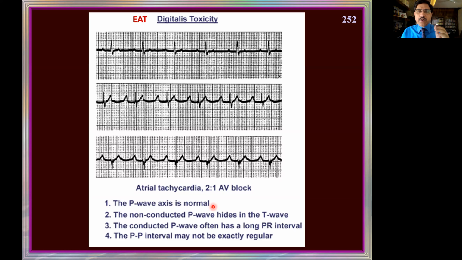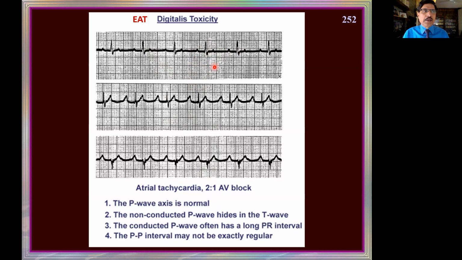Second one is non-conducted P waves are hiding in the T waves. That also we have seen. And conducted P wave often has a longer PR interval. That also is seen. This is the conducted P wave and the QRS is there, and the PR interval is more than 0.2. And the PP interval may not be exactly regular, because see this PP interval and this PP interval. So there is no definite relationship, because one is bigger and one is smaller.